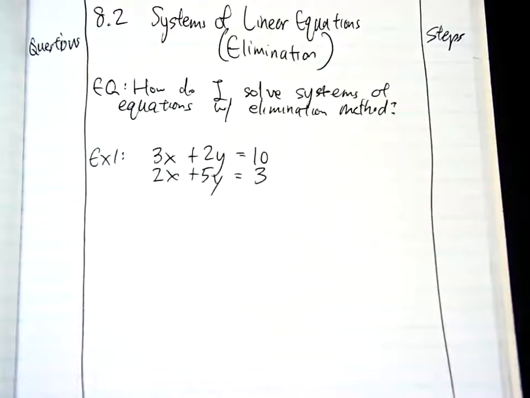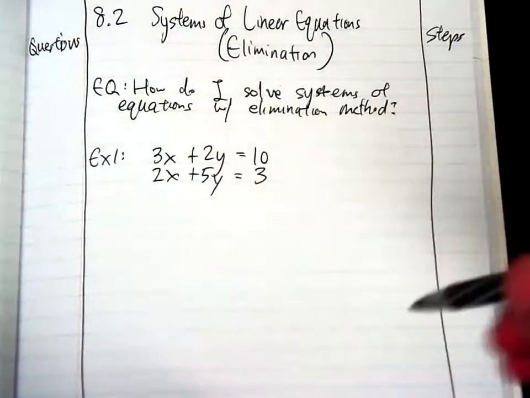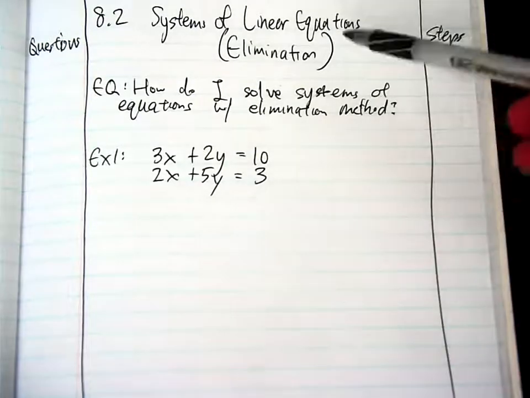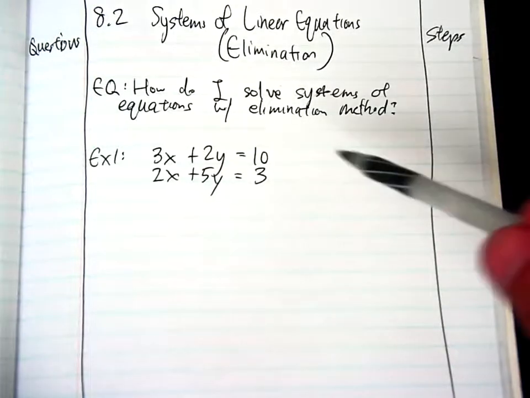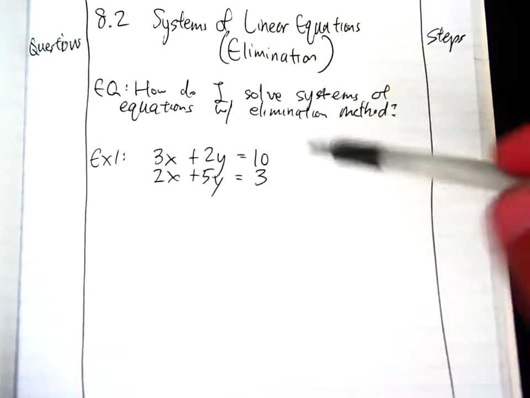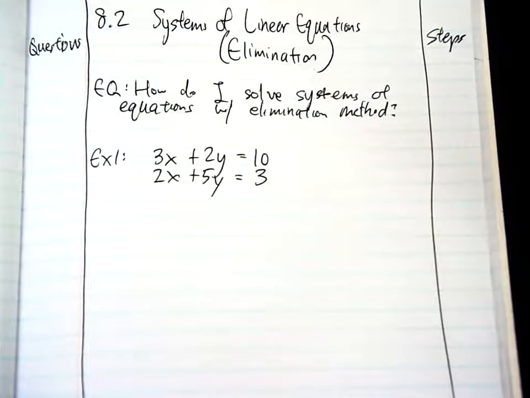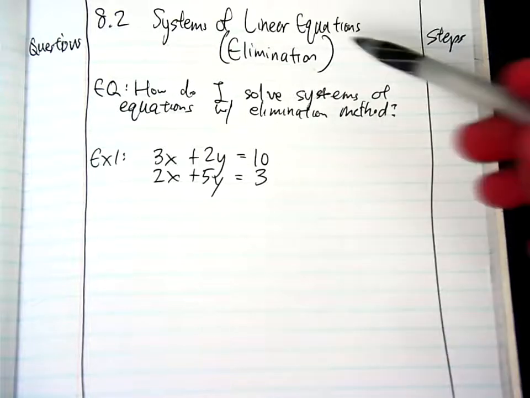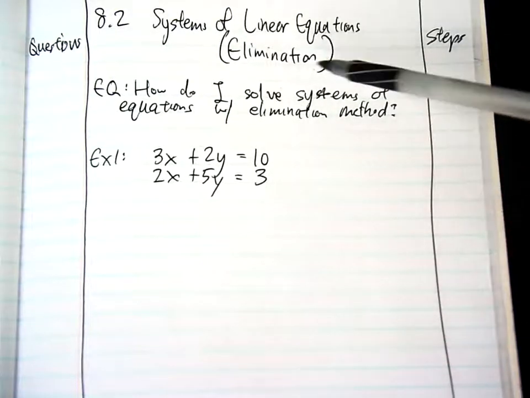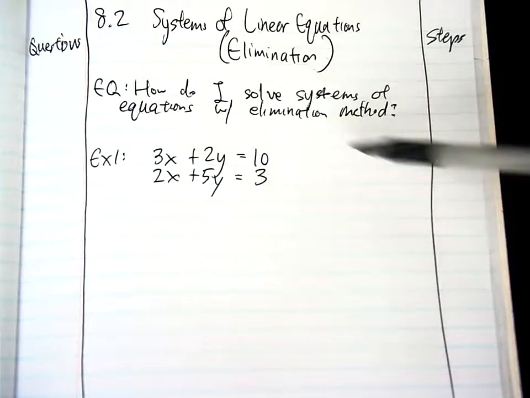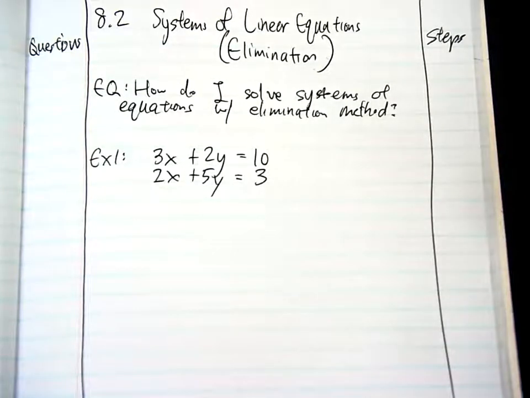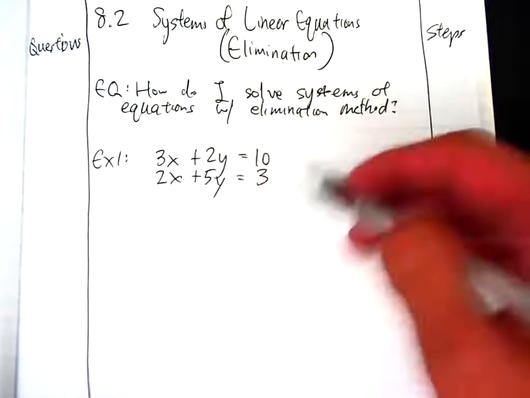Hey, Algebra 2 Trig. We're going to finish up. We're going to start a new section with systems of equations. It's just going to be another method to solving. It's called elimination. So far we've done substitution and graphing, so the third one is elimination. The essential question is, how do I solve systems of equations with the elimination method?